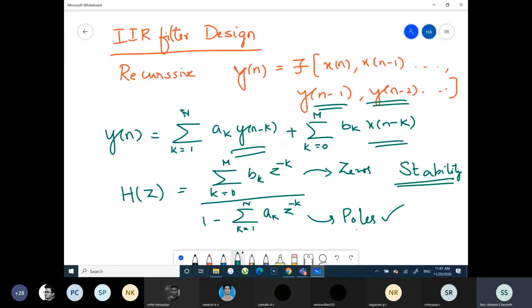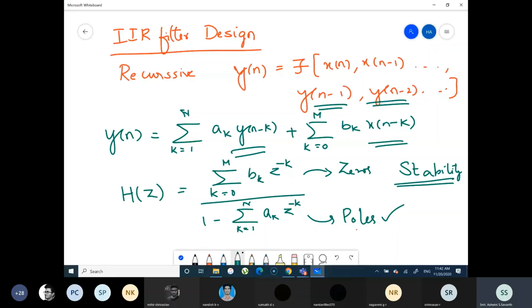Whereas in FIR, that was not the case. The system was always stable because there were no poles at all. The stability does not depend on the location of the zeros. It depends only on the location of the poles. And since there are no poles in the transfer function of the FIR, it's always stable. Whereas in IIR, it doesn't happen that way. So these are the two major differences between IIR and FIR. But still, there are more.